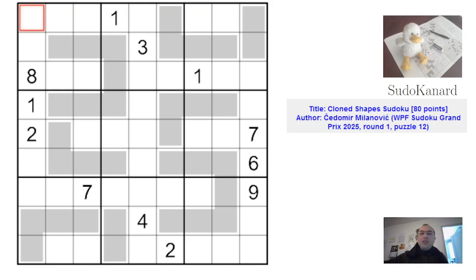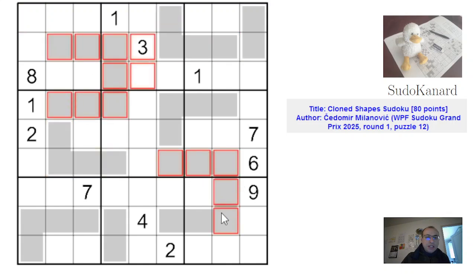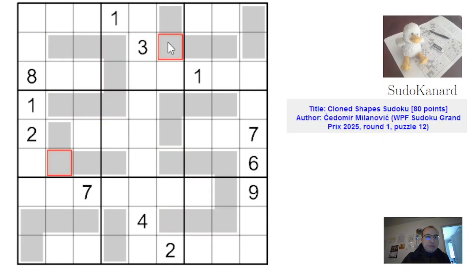We're here to solve this clone-shaped Sudoku by Čedomir Milanović from Serbia. It was featured in Sudoku Grand Prix in January of 2025, which is the current month as I'm shooting this video. And the special rule here is that when you have identical regions, such as those, or such as this one and this one, they must contain the same digits in identical places, which means that this is the same as that, this is the same as that, those two digits are the same as those, and those are the same as those. So it was worth 80 points, which is a lot.